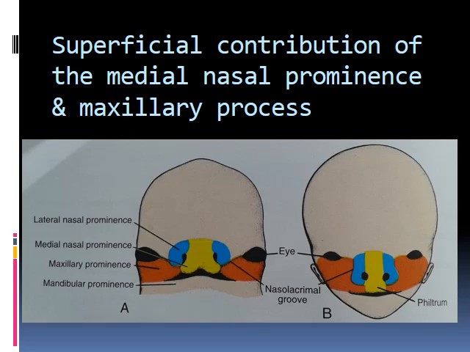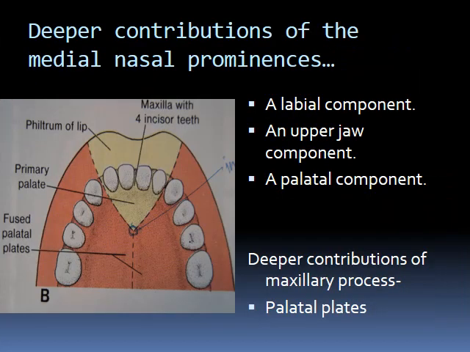Now it also has some deeper contribution to the development of the mouth cavity of the embryo. Now if you see in total the contributions that we get from the medial nasal process, one is labial component. Labial component means the philtrum part of the upper lip.